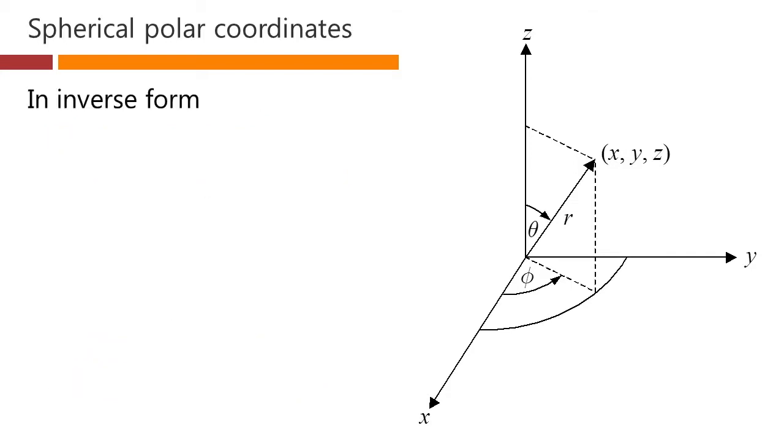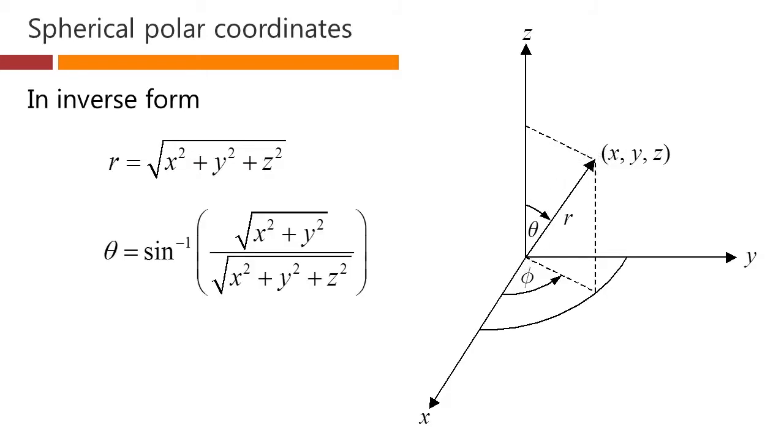In inverse form, the formulas can look a bit more complicated. If we want to figure out r in terms of x, y, and z, that's relatively straightforward. That's just adding up the squares and taking the square root to get the length of r. For theta, we take sine to the minus 1. The x squared plus y squared is the length in the xy plane, and this is the length of this vector here. So theta is sine to the minus 1 of the ratio of this distance over that distance. And phi is tan to the minus 1 of y over x.